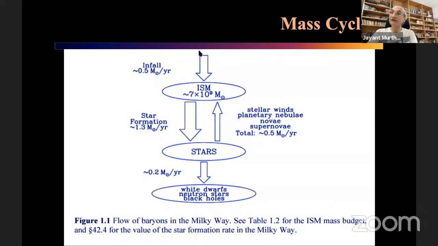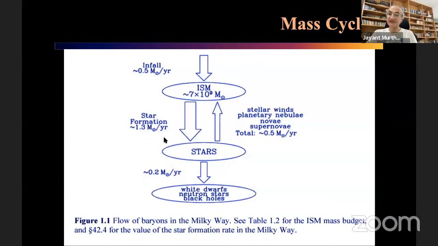Now, there's some infall into that from the extragalactic medium, that is, from the stuff outside our galaxy. Some part of this intergalactic medium is falling into our galaxy, and so this may be half a solar mass a year. Compared to 7 × 10^9, it's just not very much. We get a few stars forming every year, and most of these stars will be cool red stars, which are much smaller than the sun. Maybe you get a bigger star forming every 10 years or whatever it is.